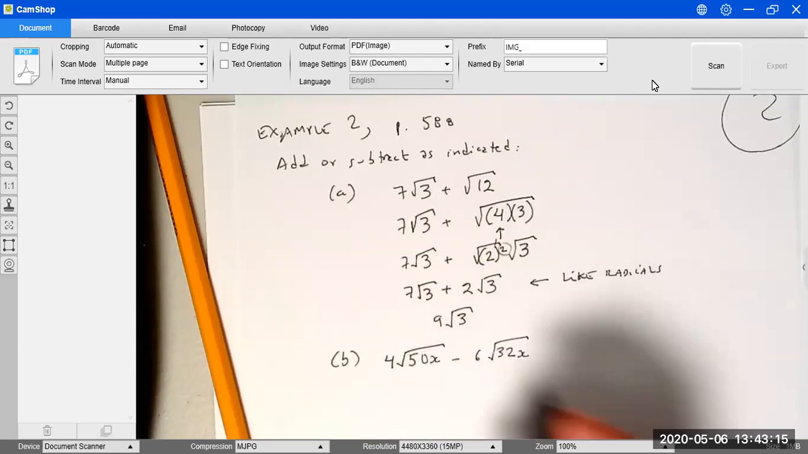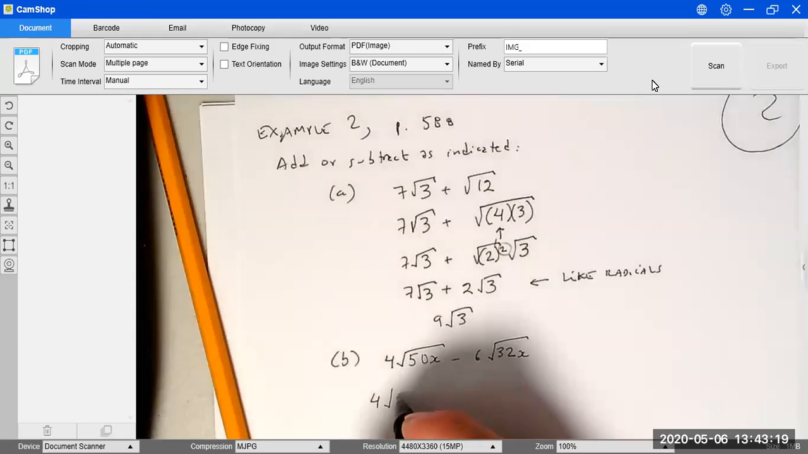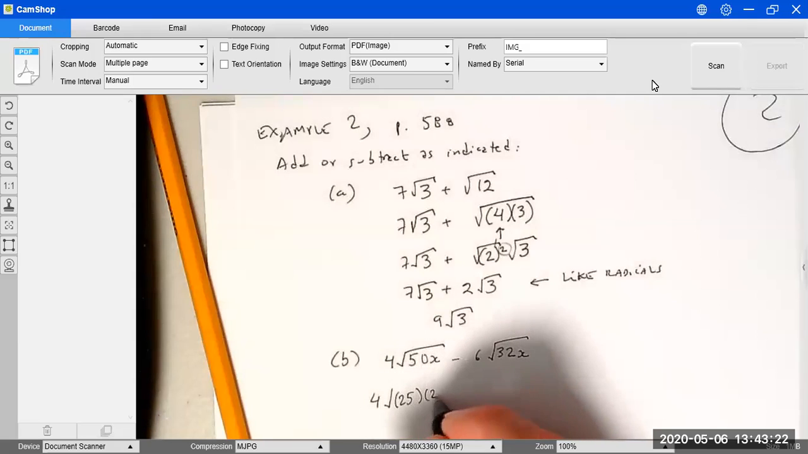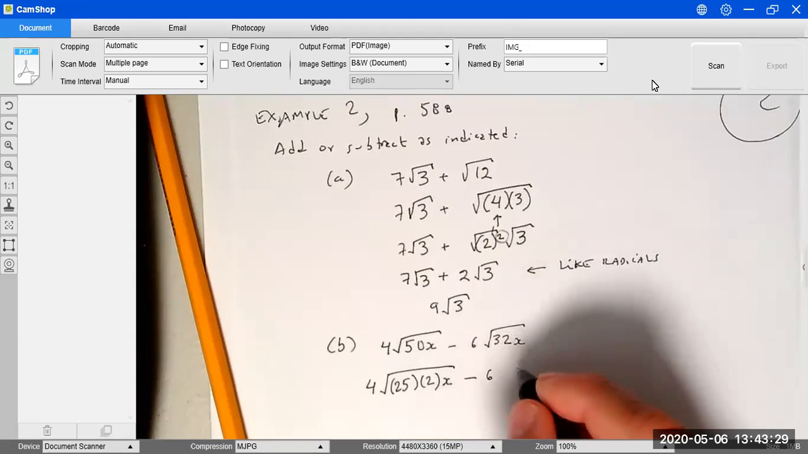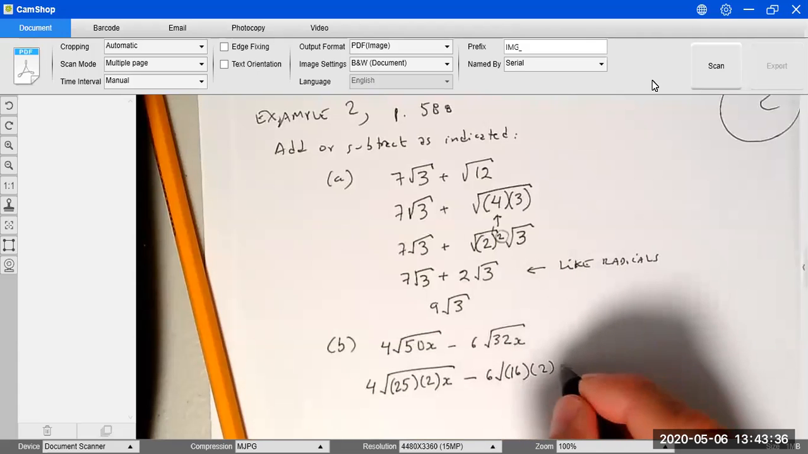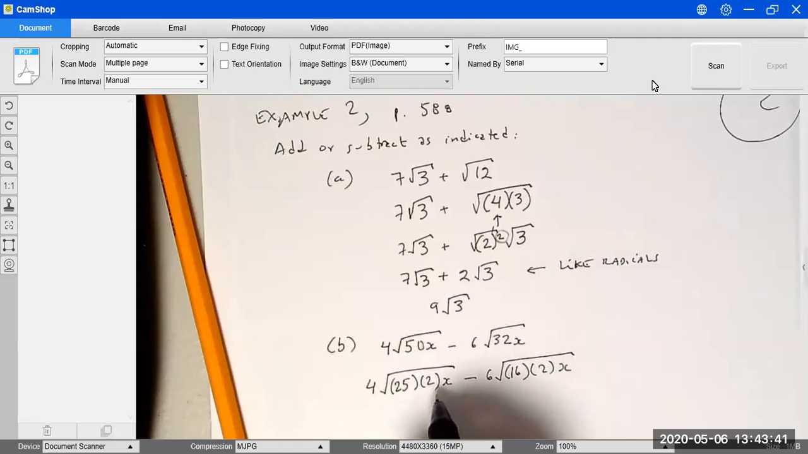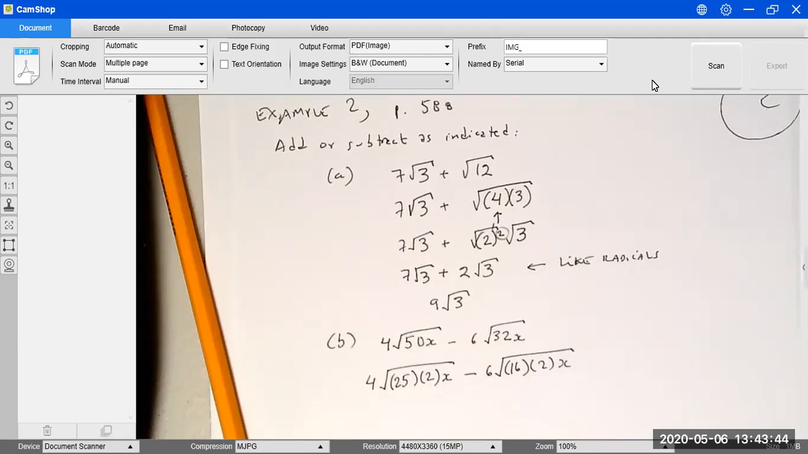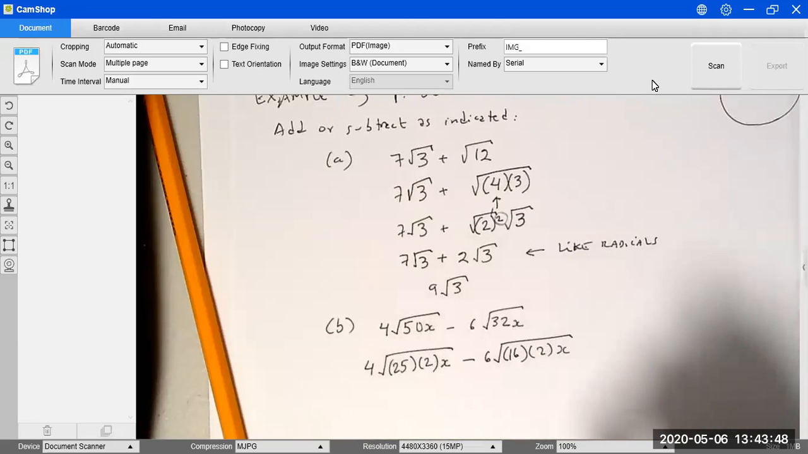So 50, you're going to become familiar with this. 50 can be broken into 25 times 2. Then I have the x here. So that's the first radical. Then the second radical is going to be 32. So I can write 32 as 16 times 2x. So now I have parts of these radicals that are perfect squares. So I'm going to rewrite those perfect squares in the way I'm going to be able to simplify my radicals.